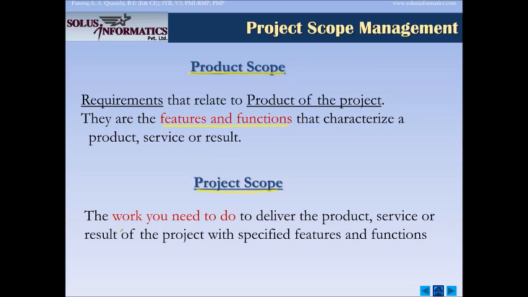And the project scope is actually the work that you do. Project scope is the work you need to do to deliver the product, service or result of the project with the specified features and functions. The work that you are going to do to deliver the product with the set features and functions will be called the product scope. Sorry, it would be called the project scope, right? So product scope and the project scope, two different terms.